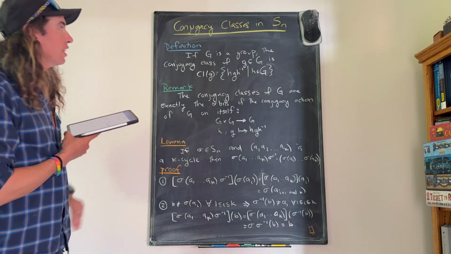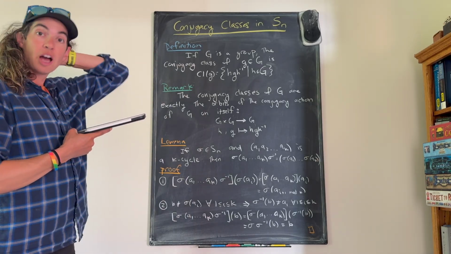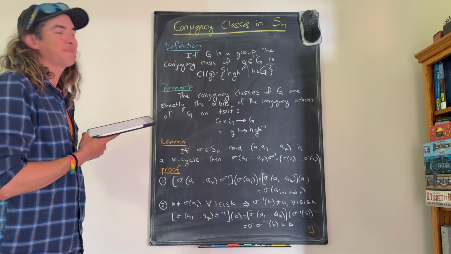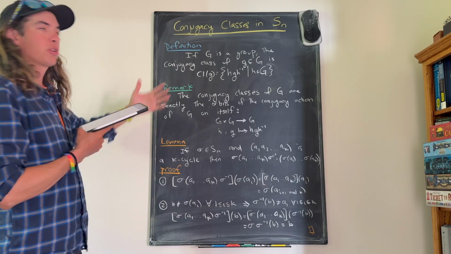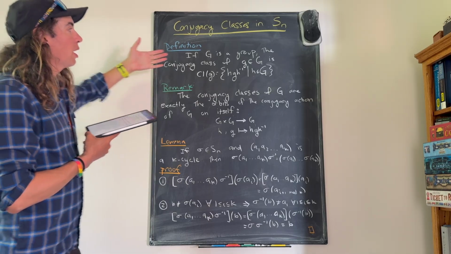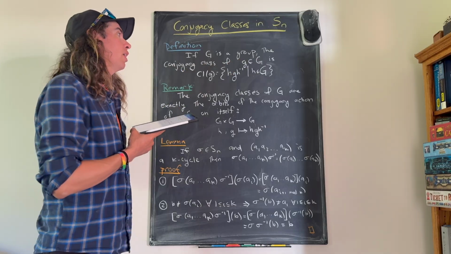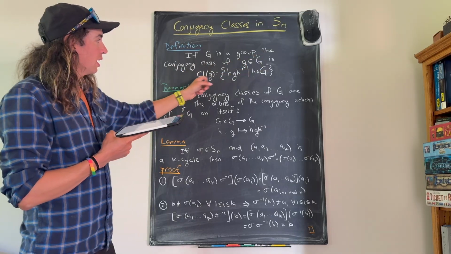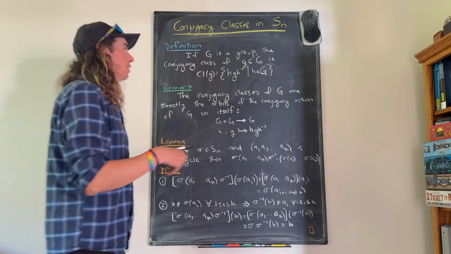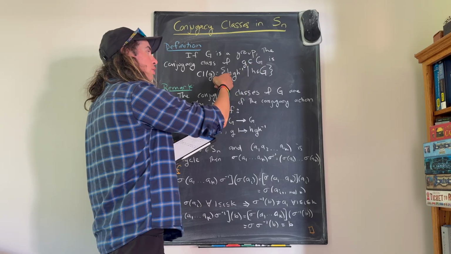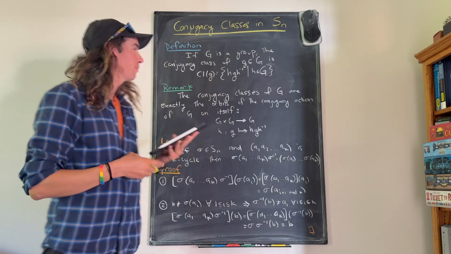Okay, so let's review what the definition of a conjugacy class in a group is. From your course in abstract algebra, you might remember that if I have a group G, then the conjugacy class of a little g in big G is the set of all conjugates of g. So I take my g and I range over all other elements h of G and I look at h g h inverse.